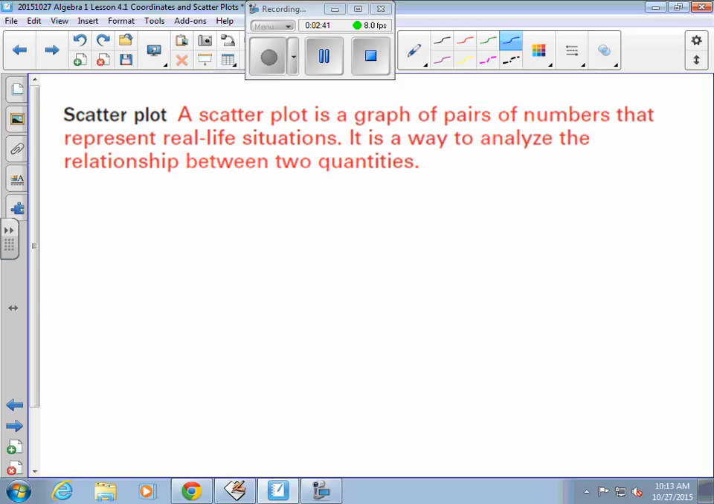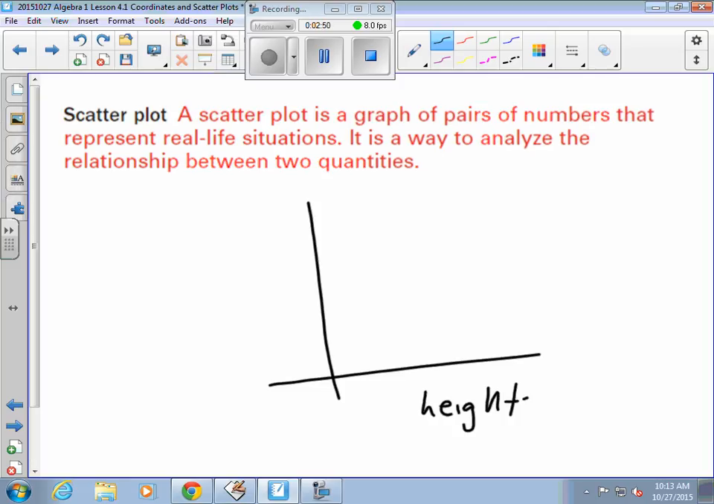A scatter plot is a plot that represents real-life situations like height and age, and so on and so forth. There's a lot of different things you can do. But the taller somebody gets, the older they are, and so on. A scatter plot will have a whole bunch of different dots on it. We'll look at them in a few minutes. It may or may not represent a correlation between the two things involved. In this case, it would be height and age.